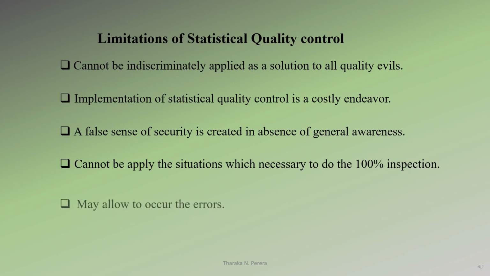And next one, it may allow errors to occur. Hence, this is a process with sampling, so some sampling errors may occur. As an example, we may have to reject a lot of good items because of the conclusion given by our drawn sample. And on the other hand, we may have to accept a lot of bad items because of the conclusion given by the drawn sample. Although there are some disadvantages, production firms widely use statistical quality control techniques because of the vast range of benefits that it has.